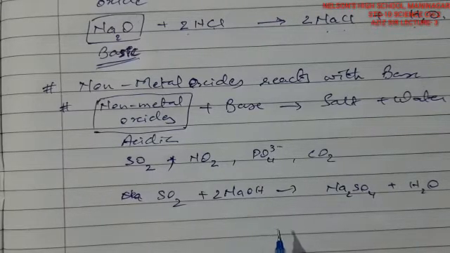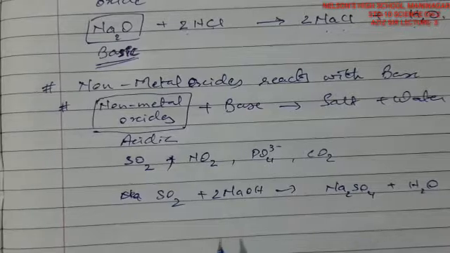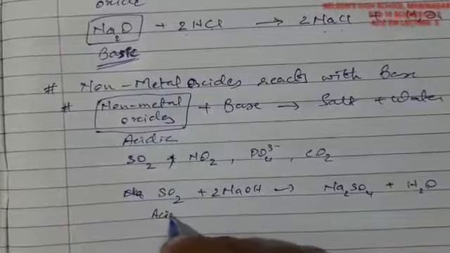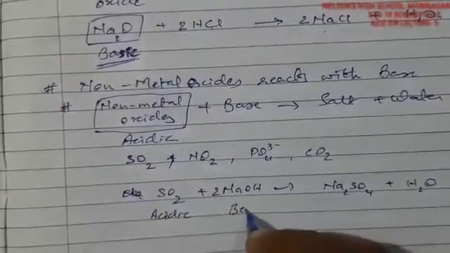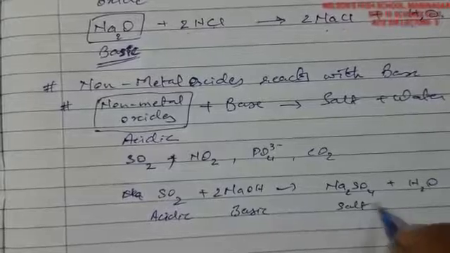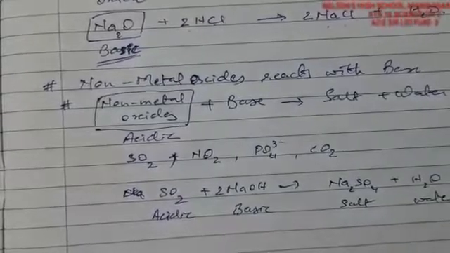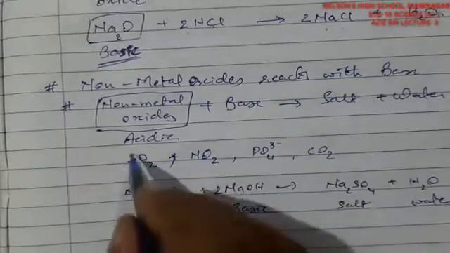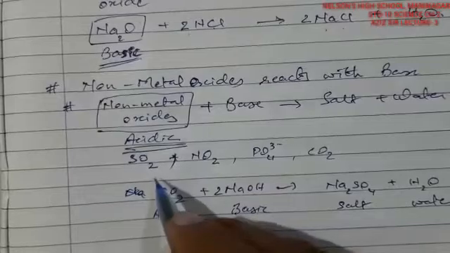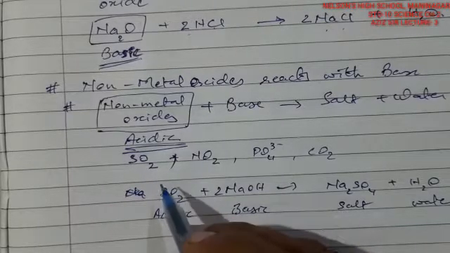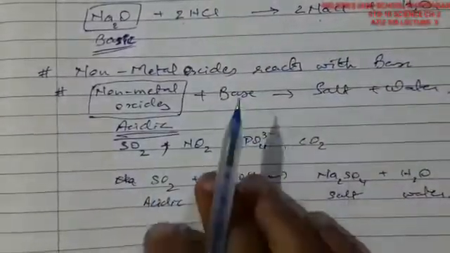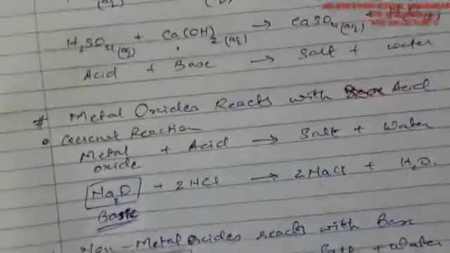Basically it forms sulfurous acid, SO4 2 minus. We need to balance this out later on, but you just need to understand this is acidic by its nature, and this is basic by its nature. This is the salt which is formed, and this is water. So this is how it turns. We need to learn that all non-metal oxides are acidic by nature, and all metal oxides are basic by nature.